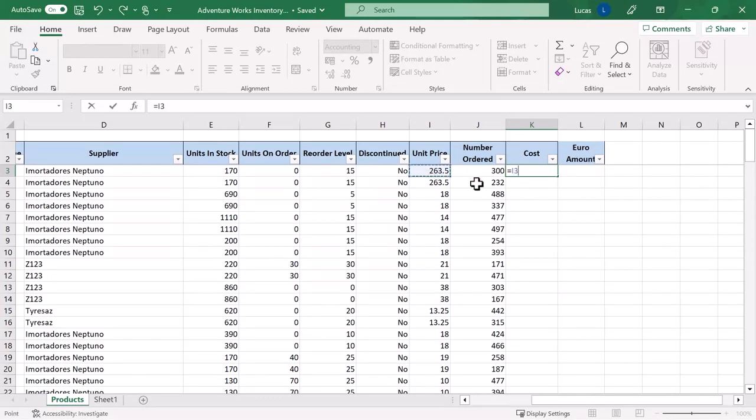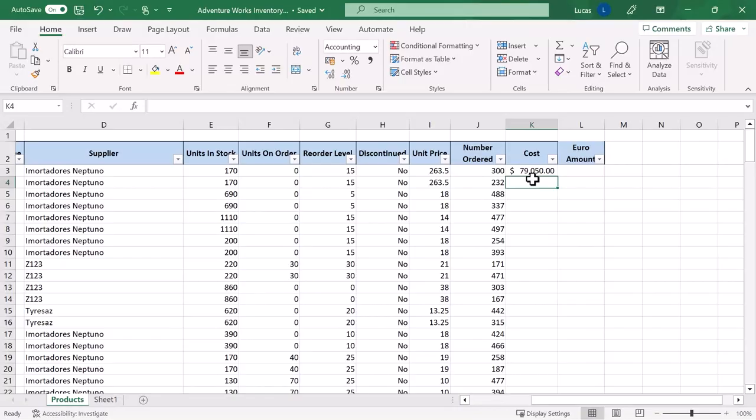Select cell I3 to add that reference to the formula. The equal sign and the cell reference are displayed in both the result cell K3 and in the formula bar. Next, type an asterisk symbol to represent multiplication. Then select cell J3. This reference is colored red on the formula bar and the cell is highlighted in red. Press the Enter key to complete the formula. This creates a result of 79,050, which is now visible in K3.